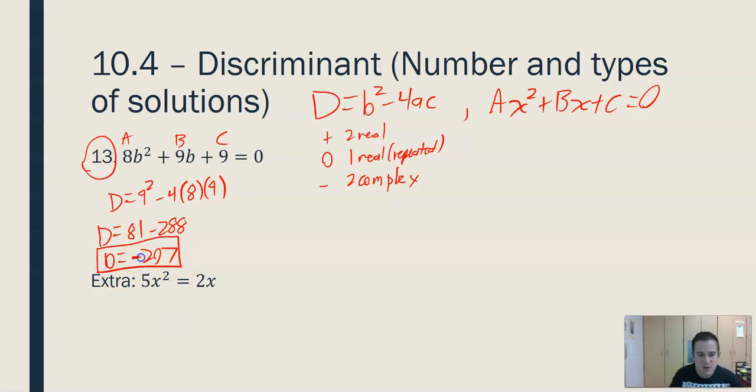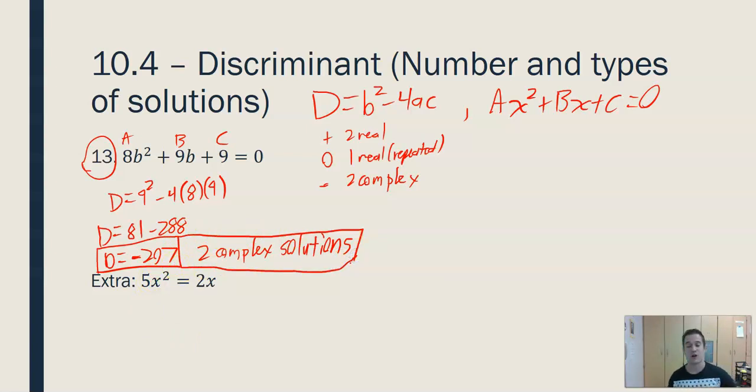Well, since the discriminant is negative, that tells me that I'm going to have 2 complex solutions. Meaning they're imaginary. They're going to be i's there. So I don't know what the solutions are, but I know that those solutions are not going to be real solutions. They're going to be complex. Okay, so that was number 13 on your homework. This one is just an extra example, kind of a unique example.